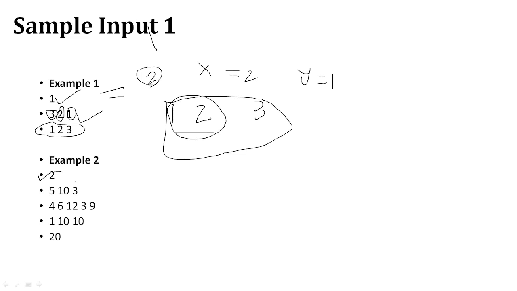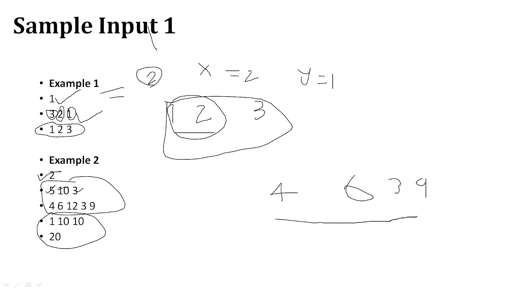Now the second example: in the first line I write 2, meaning I have two test cases. This is one test case and this is the second test case. In the first test case, the length of the array is 5, x is 10 and y is 3. Now in the array, how many elements are less than or equal to 10? Only 4, 6, 3 and 9. In the array I have 5 elements, but only 4 elements are less than or equal to 10. Now in these 4 elements, how many are divisible by y? The value of y is equal to 3.